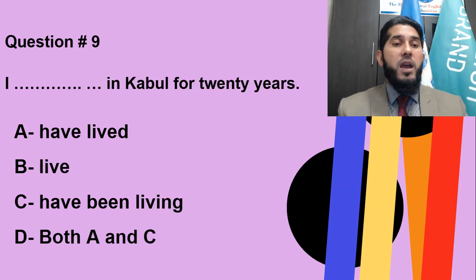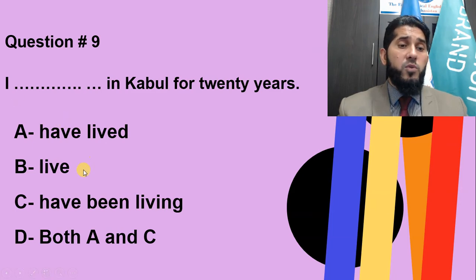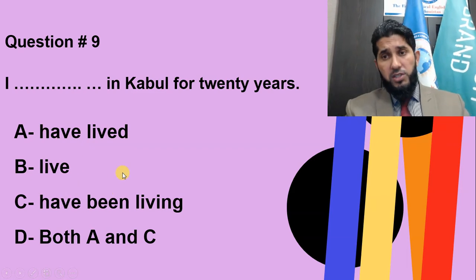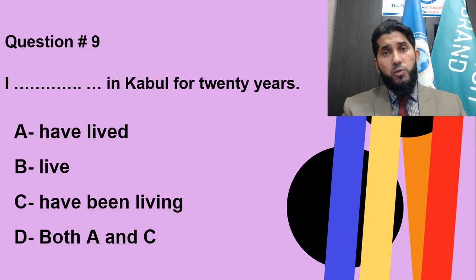And question number 9. A, I have lived in Kabul for 20 years. B, I live in Kabul for 20 years. C, I've been living in Kabul for 20 years. So here D is the correct option, both A and C. Why? Because we can use both present perfect tense or present perfect continuous tense for actions which started in the past, come to present time continuously, and may or may not go to the future.